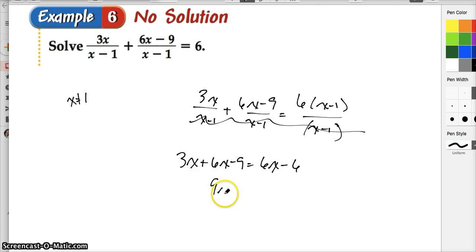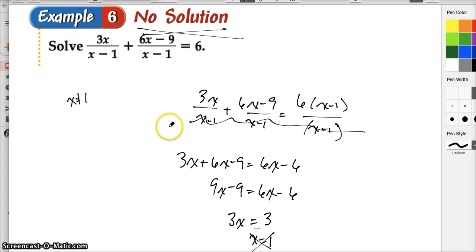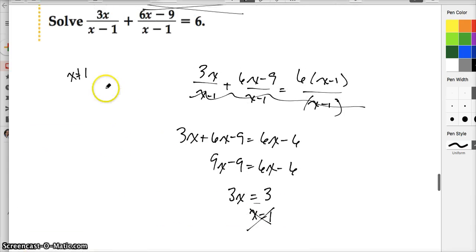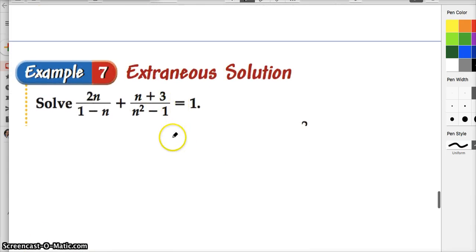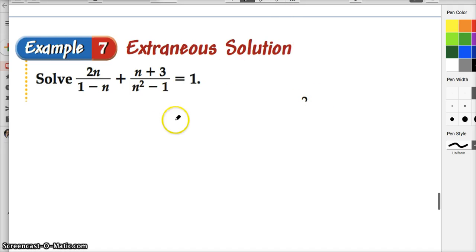Joining some like terms together, I get 9x minus 9 is equal to 6x minus 6. Moving things around, I'm going to subtract my 6x to get 3x on the left side, and on the right side I'm going to end up getting a positive 3, and I get that x is equal to 1. And before I box it off, I see that I got that conflict. So I know that x does not equal 1, and we have no solution because the only solution I came up with was an extraneous root, an extraneous solution. And so we have no solution.